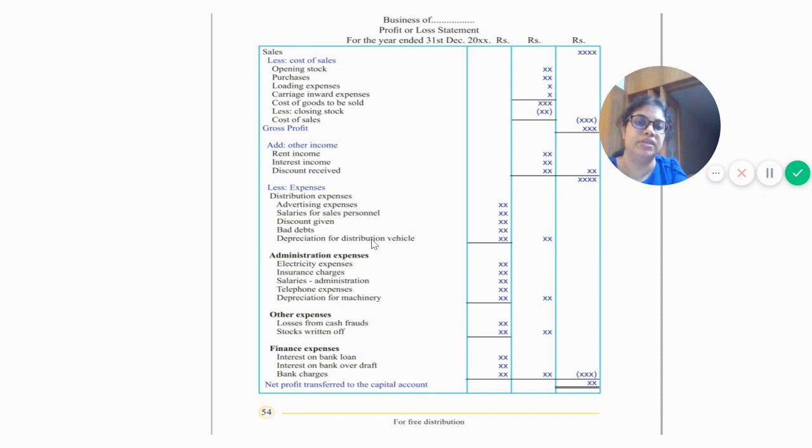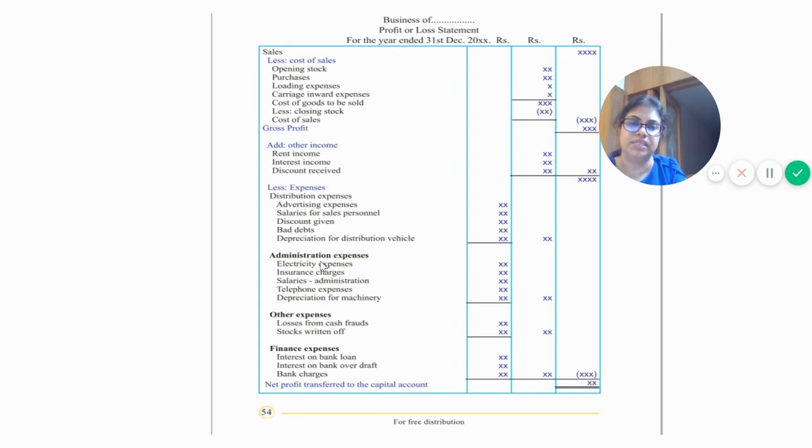Then depreciation for distribution vehicles. There will be a lot of vehicles we are using for different purposes in a business. So here, let's say the lorries, vans and other vehicles that we are using for distribution of goods must also get wear and tear during the accounting period. We have to account for this wear and tear also. Otherwise, our profit will be a wrong one. So that also can be treated as an expense. Distribution vehicles come under distribution expenses.